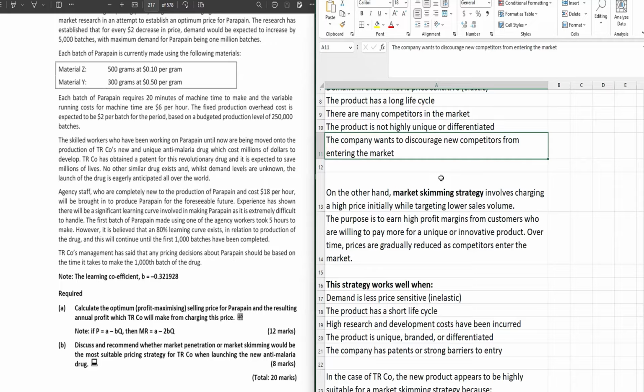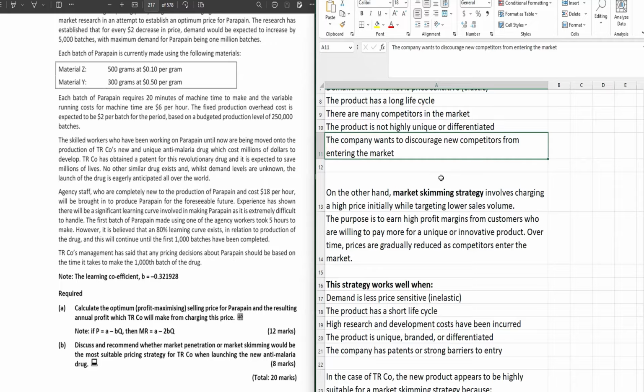And why are they willing to pay more? Because the product is very unique, and we have done lots of research and development to produce the innovative product. And over time, the company will reduce the price. Our prices are gradually reduced as competitors enter the market. So if a competitor in the future comes with a similar kind of product, we definitely need to reduce the price.